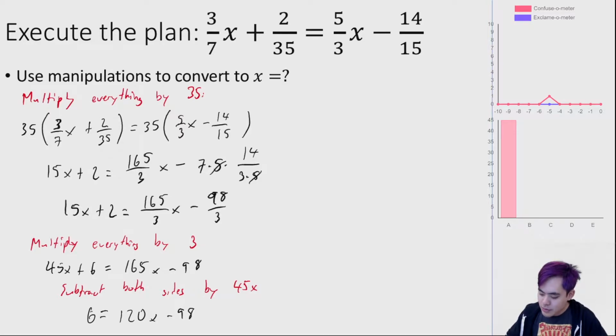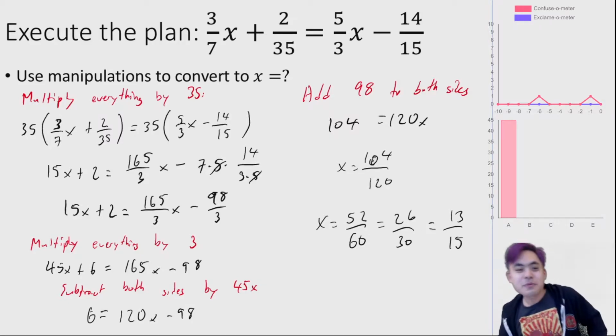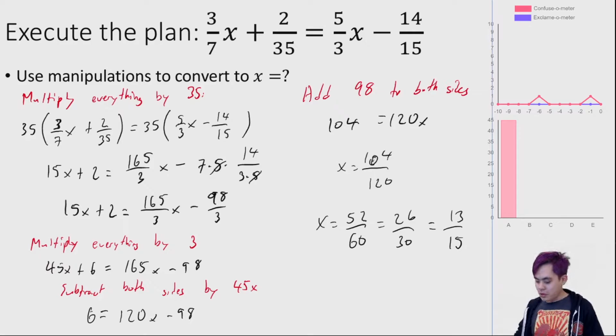And, well, let's add 98 to both sides. And you get 104 is equal to 120x. And so when x is equal to 104 divided by 120, x is equal to 52 over 60 is equal to 26 over 30 is equal to 13 over 15. 7 times 5. So we have one solution here. Okay, so we have a solution.